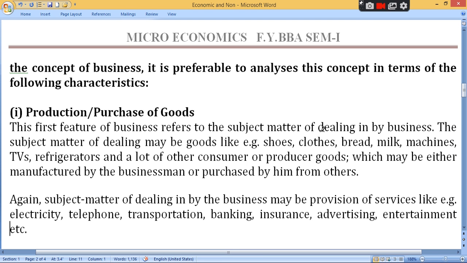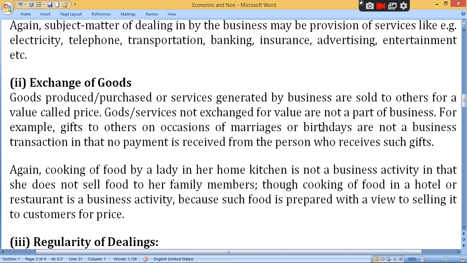So it is the basic characteristic that you have to produce goods to satisfy the needs and wants of the customer and to obtain profit. Clear? Second one, exchange of goods. This is also one of the most important characteristics. An exchange activity takes place between buyer and seller, consumer and businessman. The businessman's main objective is earning maximum profit, and the consumer's main objective is to satisfy their needs and wants. So goods produced or purchased by business are sold to others for a value called price.